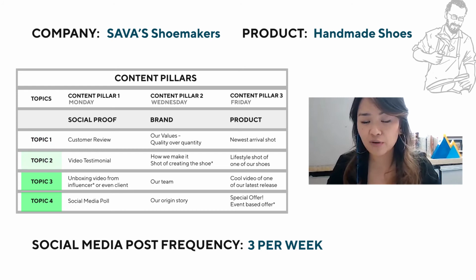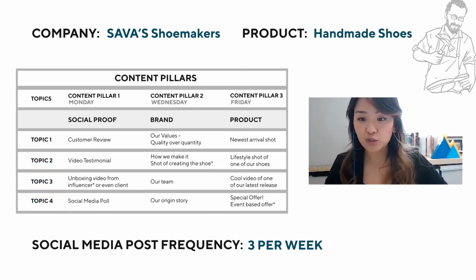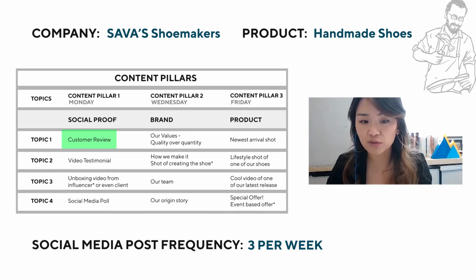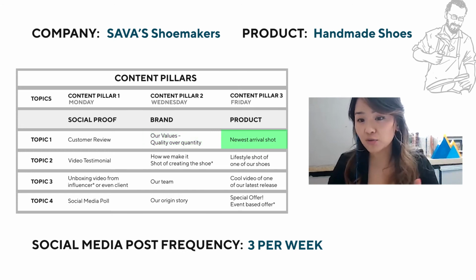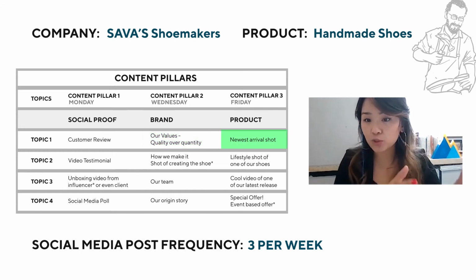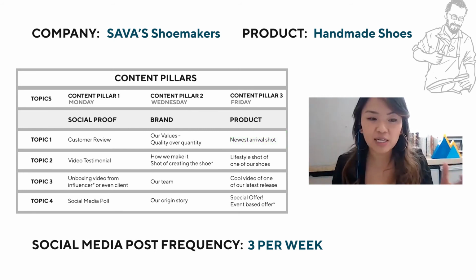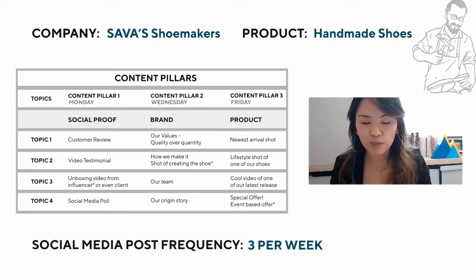So here's a simple way to diversify your content. For example, for week 1, I might post a customer review, then post our brand values, then I'm going to post the latest arrival shot. What that does for you each week is, because you're posting from different categories, you're diversifying the content. So you might be thinking, what does that mean? It means that you're not seeing the same thing over and over.